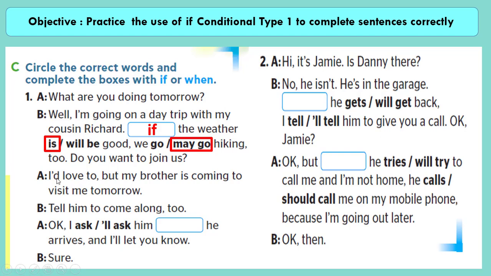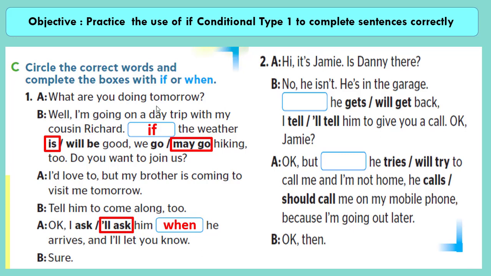I'd love to, but my brother is coming to visit me tomorrow. Tell him to come along too. Okay. Now the sentence starts with the main clause, which is the will clause. So I'll ask him when he arrives, and I will let you know. So we used when because he is sure that his brother is coming.